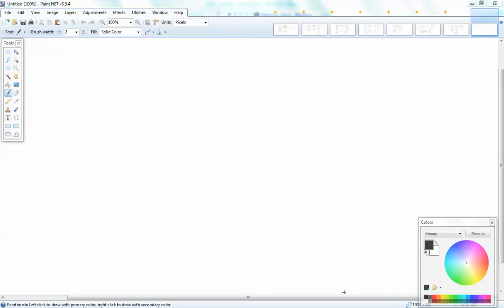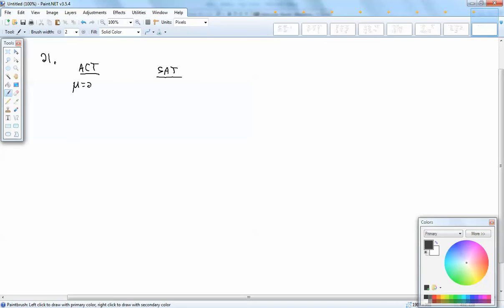Take a look at number 21. It says, in 2008, the mean score on the ACT test was... okay, so it looks like they're comparing. I'm trying to see what they're comparing. They're comparing ACT to SAT. Okay, in 2008, the mean was 21.1. So for the ACT, our mean was 21.1. Standard deviation was 5, so sigma is 5.